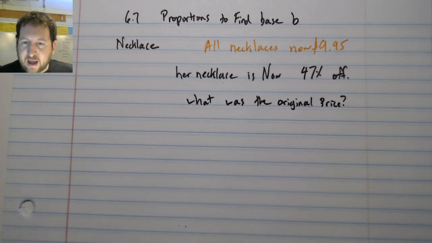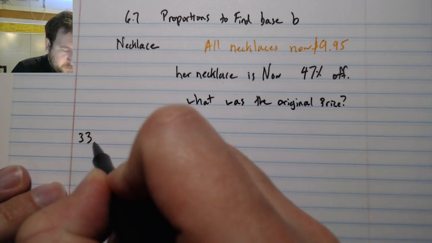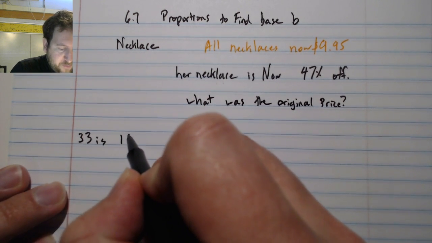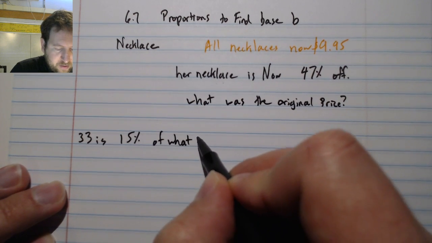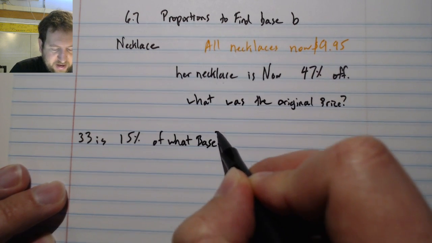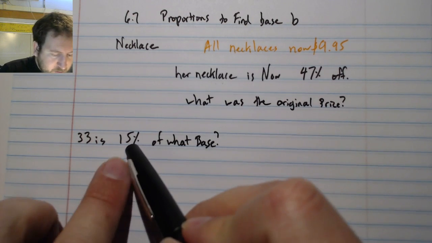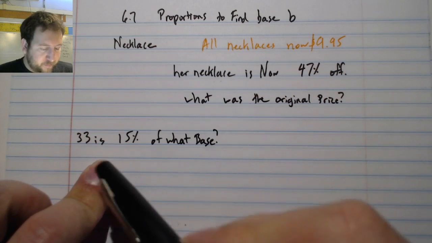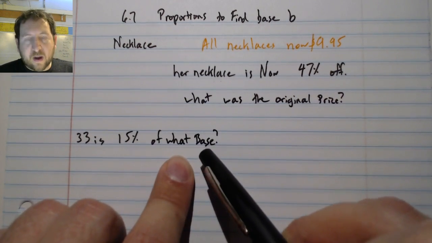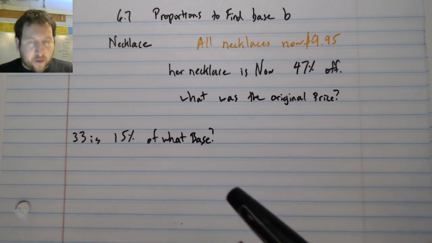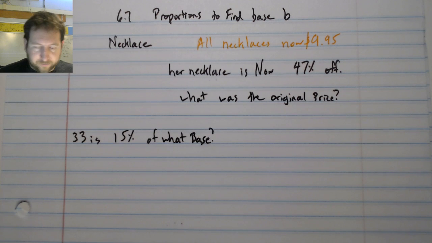And what if we say 33 is 15% of what base? So if I start with some number, I take 15% of that number, and I end with 33. The question is, what was that original number that I started with? And we're going to be talking about how to solve for that exact problem.